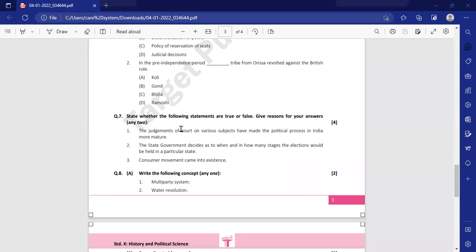See, state whether the following statements are true or false, give reason. अगर आपका statement true है तो क्यों true है, अगर आपका statement false है तो क्यों false है. Give reasons for your answers. Judgments of courts on various subjects have made the political process in India more mature.